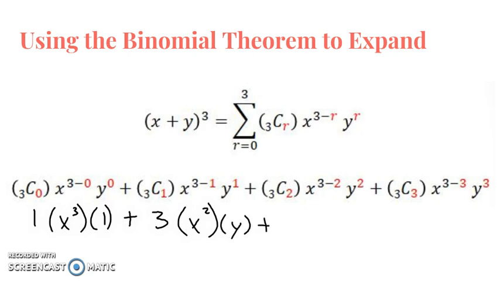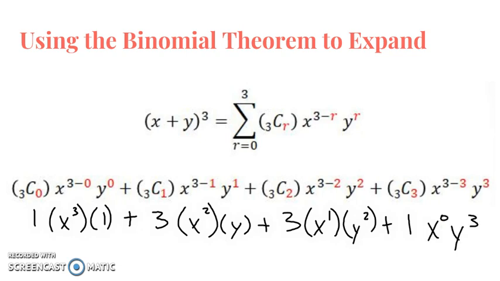Then plus 3 choosing 2, again, that gives me a 3. I've got x to the first, y squared. Then 3 choosing 3 here at the end, plus sign, 3 choosing 3 gives me 1. Gives me x to the 0 power, y cubed. x to the 0 power would just be a 1. And if you look, once we get to this point, we're right at where Pascal's triangle is.